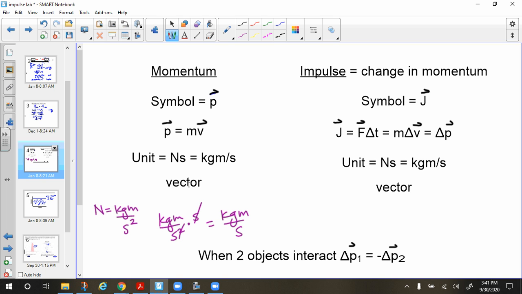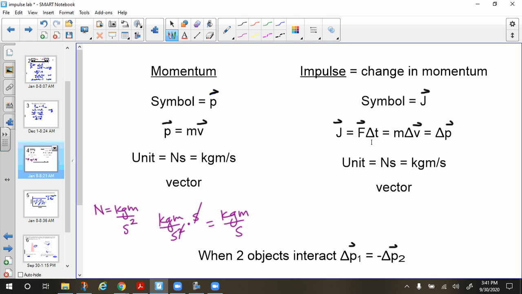Also, momentum is a vector. Impulse is the change in momentum. It's just a special name for change in momentum, which makes it kind of confusing. We don't have a special name for change in time or change in velocity, but we do have a special name for change in momentum. The symbol is a capital J, and we have a kind of long equation for it because you can write it a bunch of different ways.